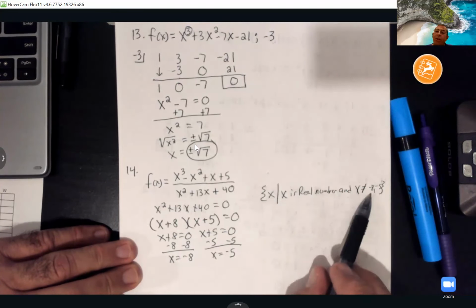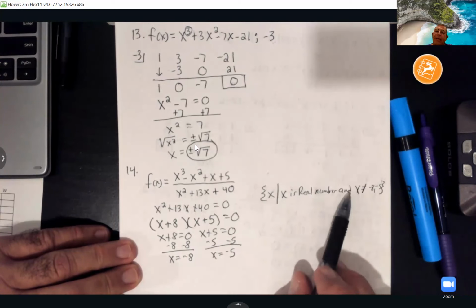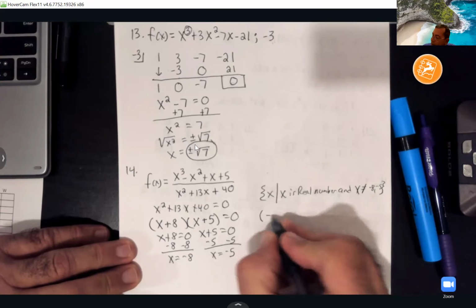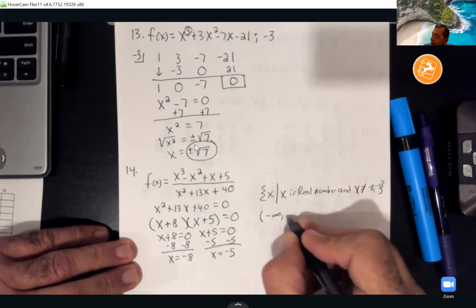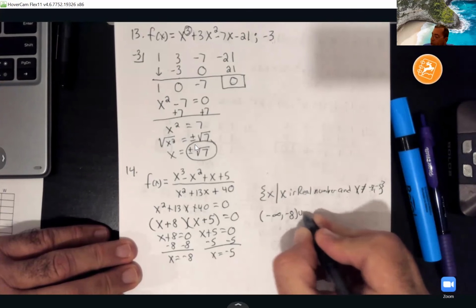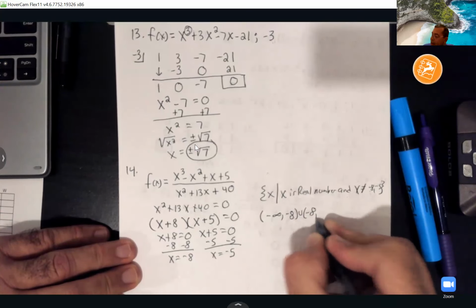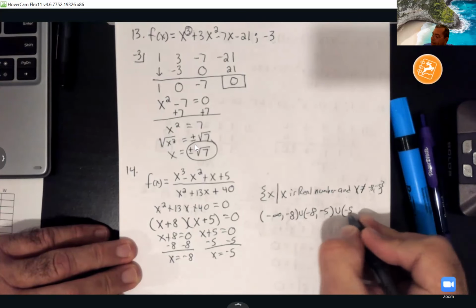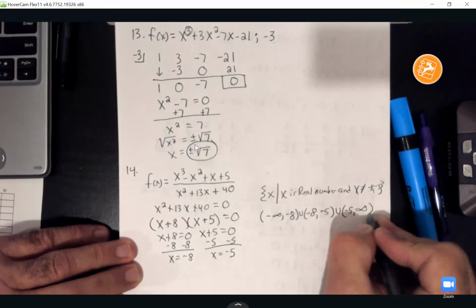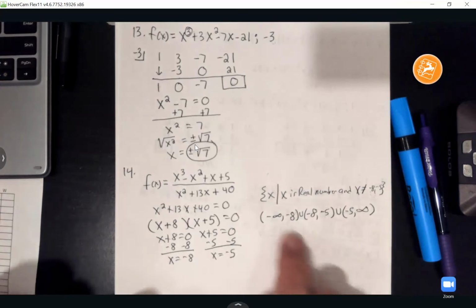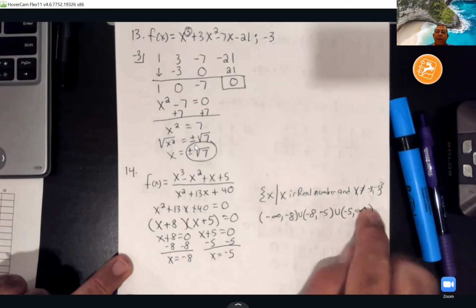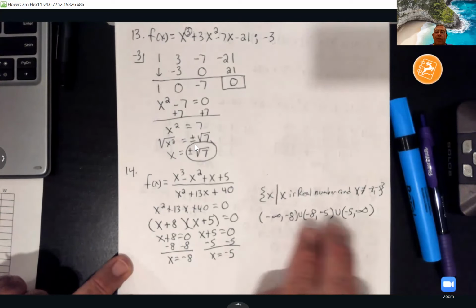Now this one wants you to put the numbers in order from left to right. So since negative 8 is less than negative 5, it would come first. Now interval notation, same way. From negative infinity to negative 8, union around negative 8 until we hit negative 5, union around that negative 5 until positive infinity. So all of y'all's number 14s will start at negative infinity and end at positive infinity, and you'll have 2 unions in there.